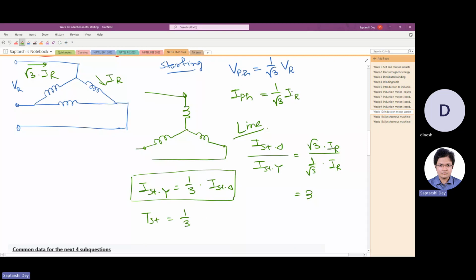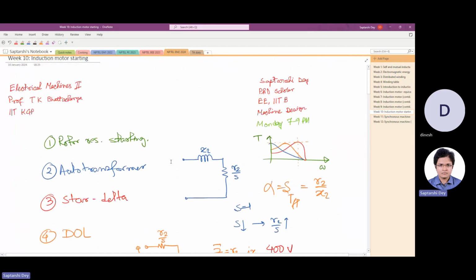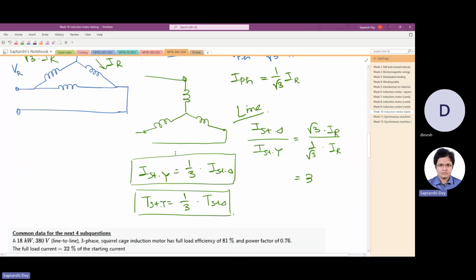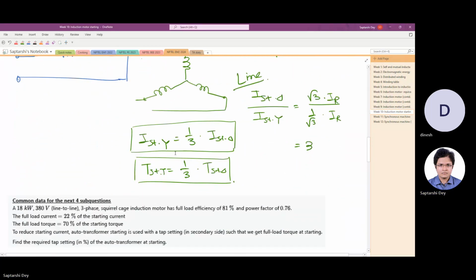Or you can say it from the voltage also. Torque is proportional to voltage squared. We saw star delta. And nothing to say about DOL; rotor resistance starting we discussed a lot for the last 2 days. Yeah, that's all. Any question? Solve, na? Then we will come to know more. Okay. Yeah.